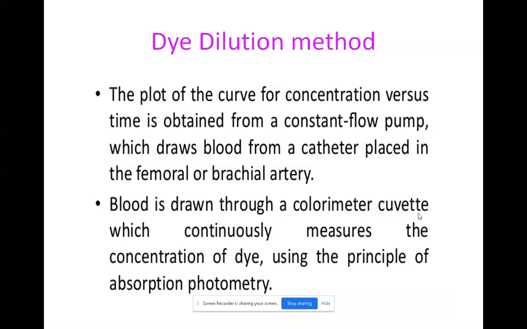Next, blood is drawn through a colorimeter cuvette, which continuously measures the concentration of dye using the principle of absorption photometry. The colorimeter cuvette is an instrument which measures the concentration of dye. How does it measure? By using the principle of absorption, that is, how much it is absorbing the dye which is received from the blood of the heart.